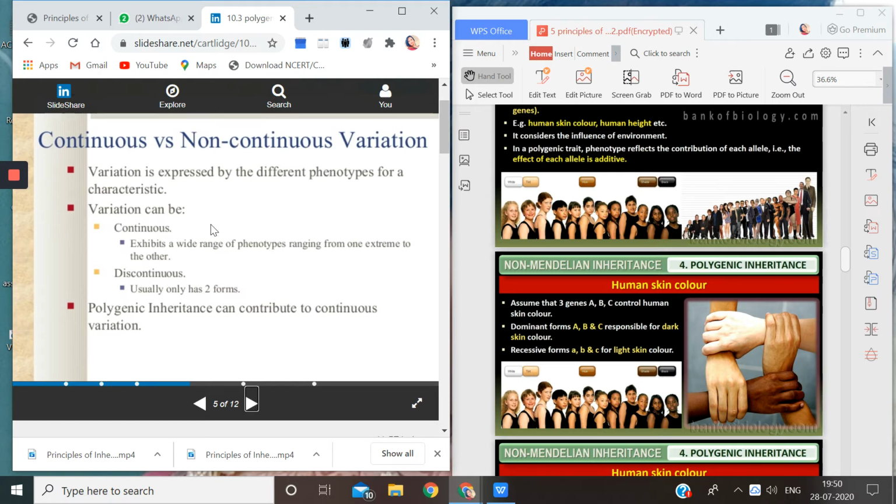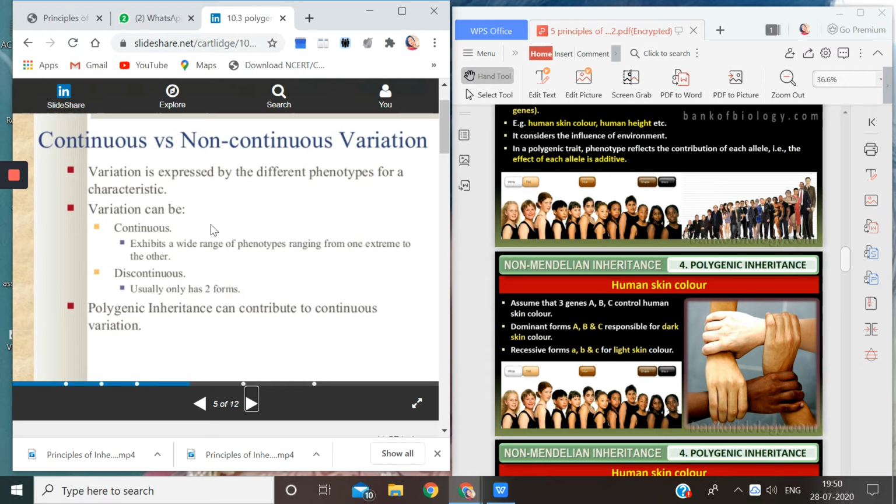What are the two extreme ends? First extreme end is very fair color, and what is the other extreme end? Very dark color. So these are the two extreme ends, and in between these two extreme ends there will be different shades of colors. So this is called continuous variation, right? And what about discontinuous? Usually has two forms, either very fair or very dark.